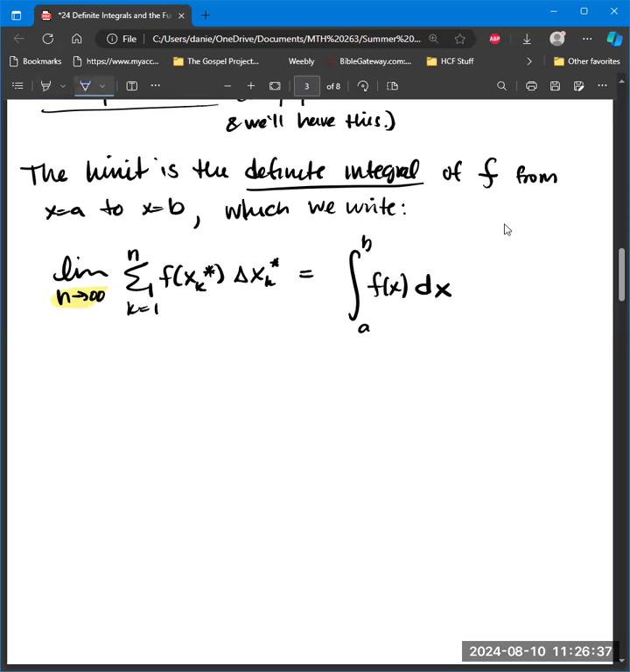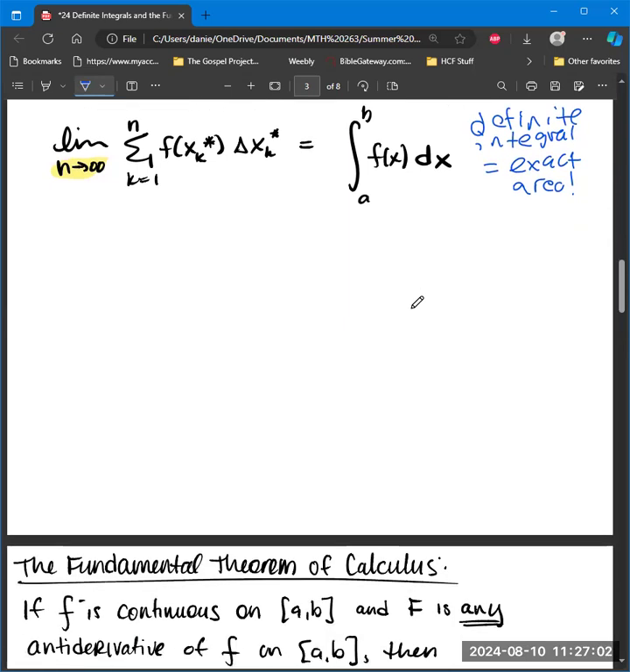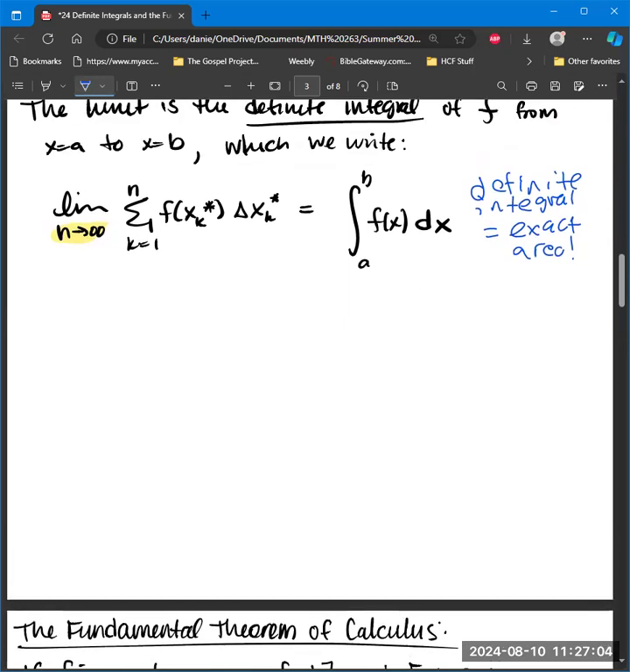So this definite integral will equal the exact area under the curve. No approximations like the last video where we did lower sums and upper sums and midpoint sums and said that we were getting good estimates but not exact answers.